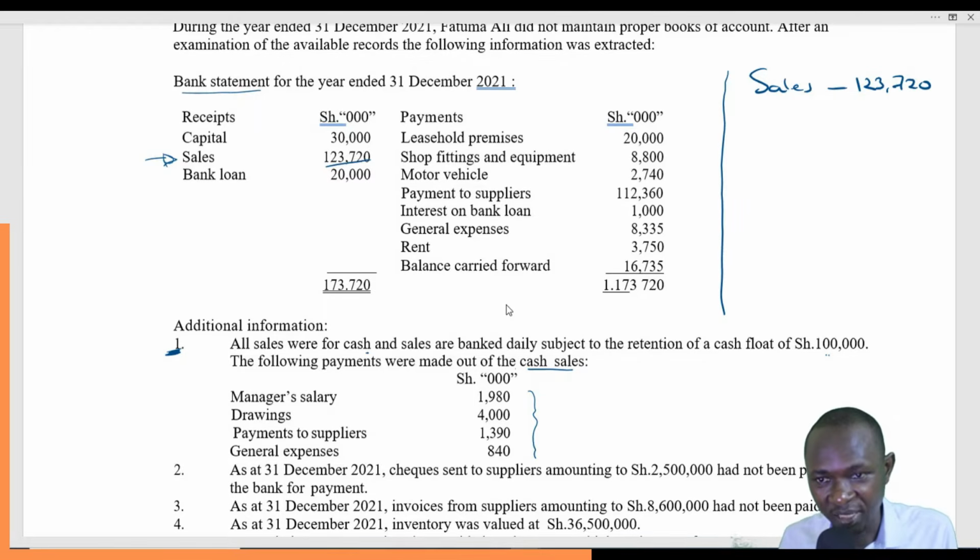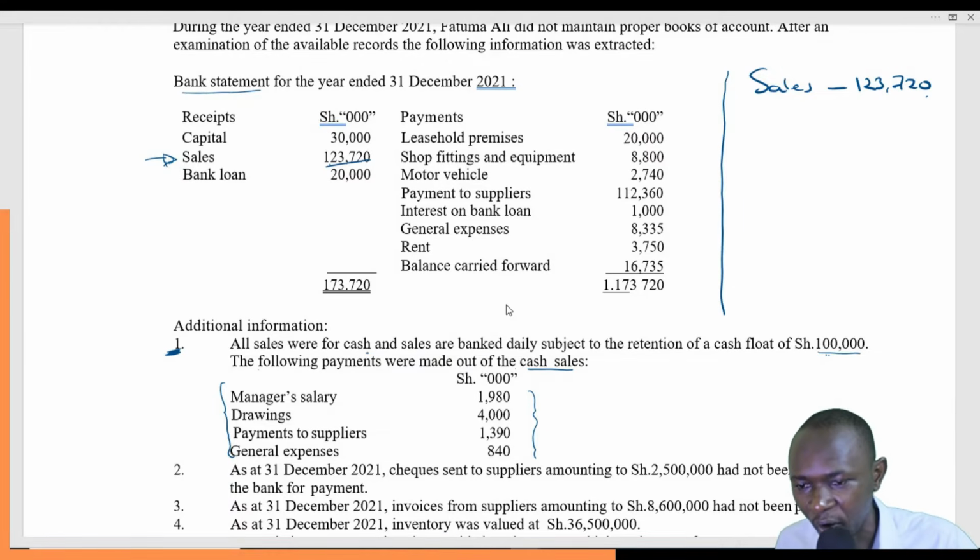When we receive the cash, we take this money to the bank, and whatever hit the bank account was 123,720. The rest of the money was used to meet this expenditure, because these expenditures were met in cash. And there was also 100,000 that had to be retained at any given point in time. So if somebody asks you the sales, it is what hit the bank, which is 123,720, plus what they spent at source.